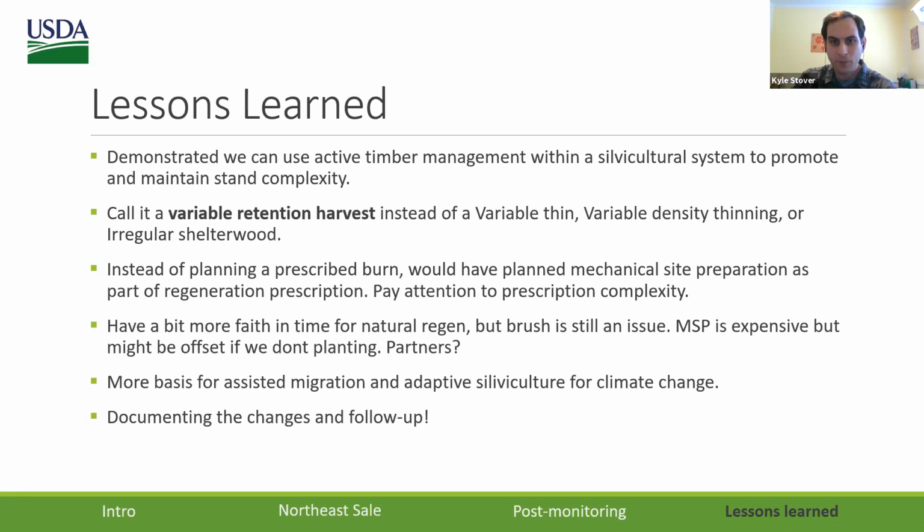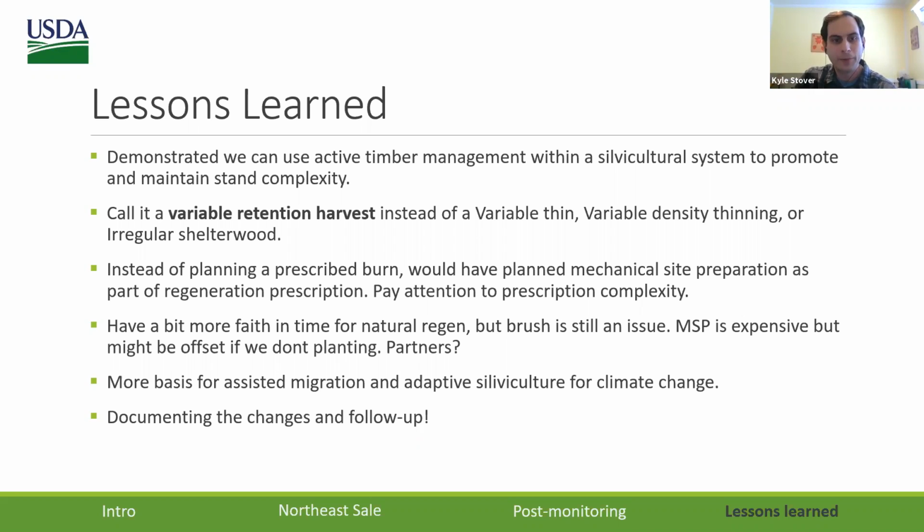But what do we call this? I ended up calling it a variable retention harvest, that's what it actually turned out to be, because we had these variable sized pockets that we are regenerating portions of the stand in. And I do think there's some gradient of different tools that are out there now, like variable thinning, variable density thinning, and even a regular shelterwood that can help get at some of these same goals. But I think that's what fit the system and the prescription here the best.